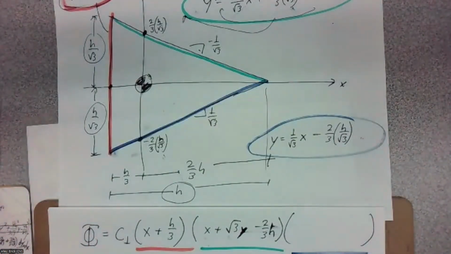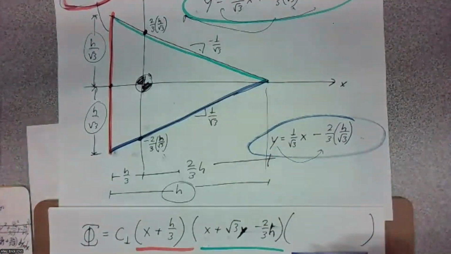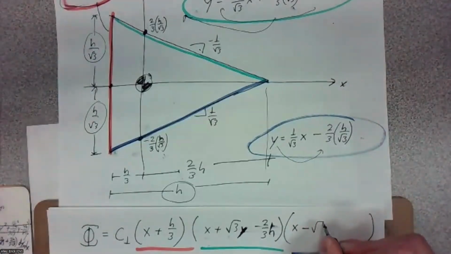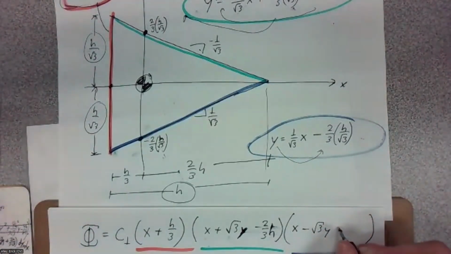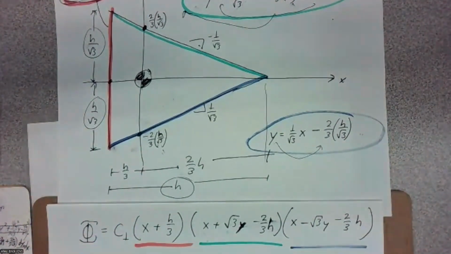Again, I'll move stuff over. So I'll move the y over to this side and multiply it through by the √3. So I've got an x minus √3y on that one. And again, a minus 2/3 of h. So there's the function as is factored out.